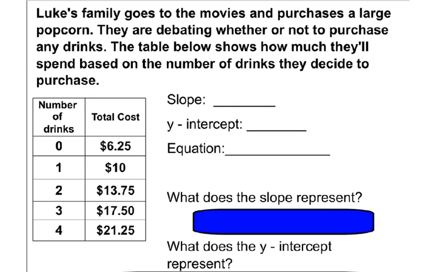Luke's family goes to the movies and purchases a large popcorn. They are debating whether or not to purchase any drinks. The table below shows how much they'll spend based on the number of drinks they decide to purchase. So again, this time we're going to use the table.